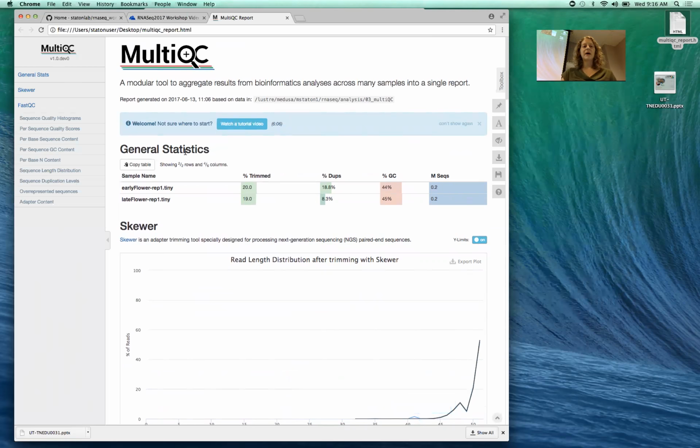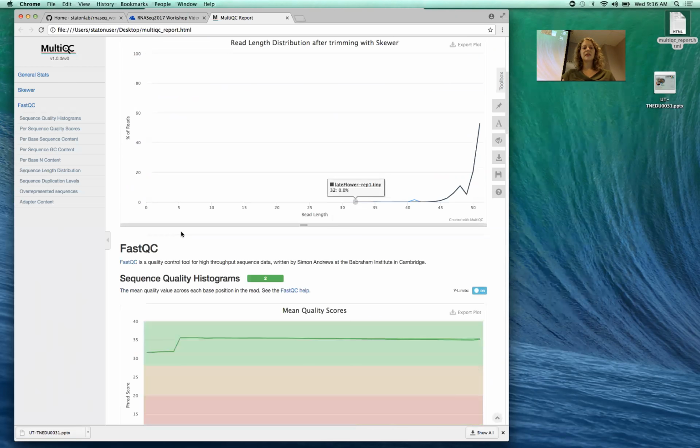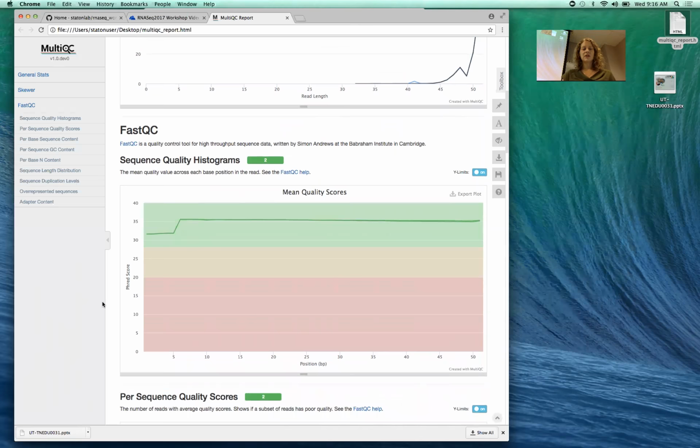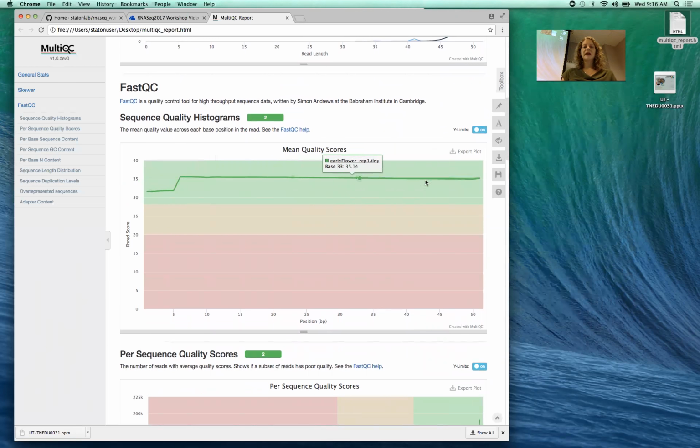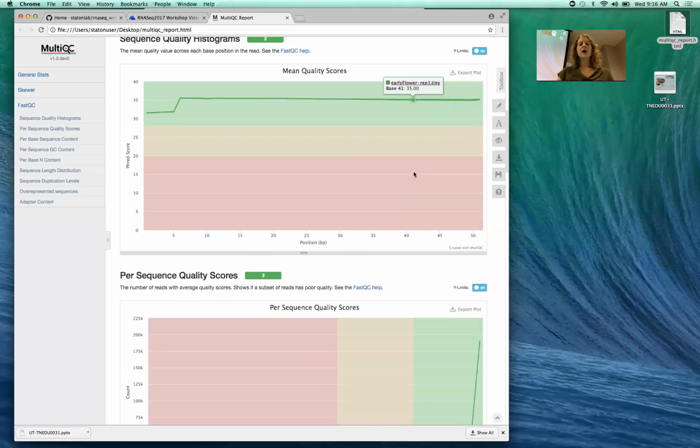So you have general stats about your files, you have your skewer results, and then it gives you your FastQC results. So this is the sequence quality histogram. So you can see these reads were excellent. There was not a lot of trimming that needed to go on. The mean quality scores are all the way in the green. So this is starting at base pair 1, 2, 3, all the way out to the end, so base pair 50, 51. If you sequence 300 bases, this will go all the way out to 300. And in our case, we didn't see that drop off of quality, which is great. Usually the longer the read, the more you're gonna see that drop off in quality at the end.